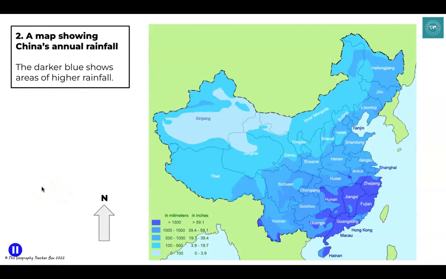Map 2, this one's showing your annual rainfall. So this time you need to look carefully at the key, because you're able to use figures here to tell you which areas of the country have the highest rainfall and which areas of the country have the lowest. And you can also be quite specific because you can refer to the different provinces that are labelled on the map as well. And if you haven't noticed already, there is a north arrow on there to help you with your compass directions. So that's map 2.